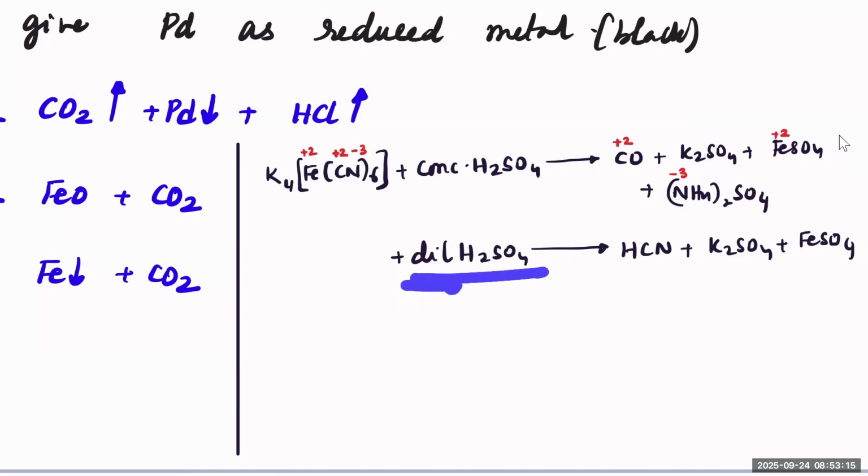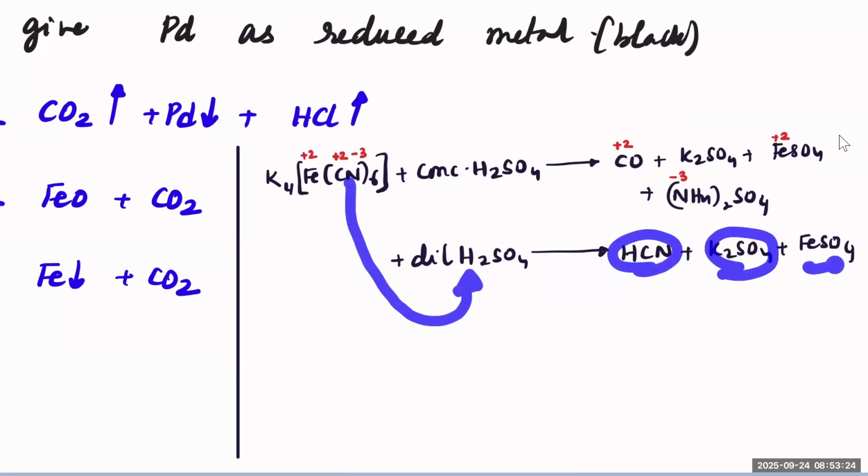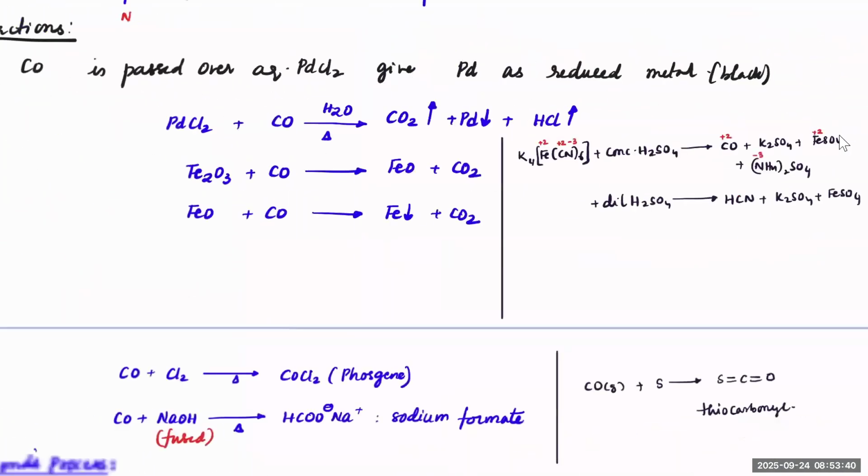Same way, if you react that with dilute H2SO4, this cyanide CN minus will only take H plus and convert into HCN, K2SO4 and FeSO4. So remember, if you want carbon monoxide, then you have to use concentrated H2SO4. Otherwise, it will become HCN. Make sense?